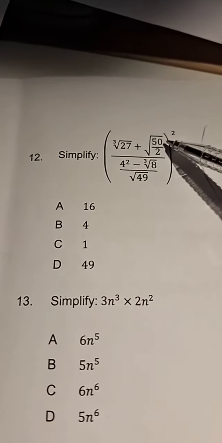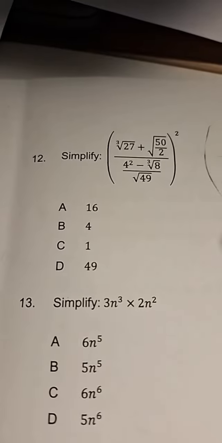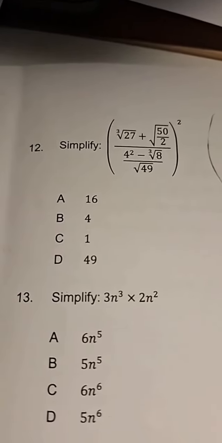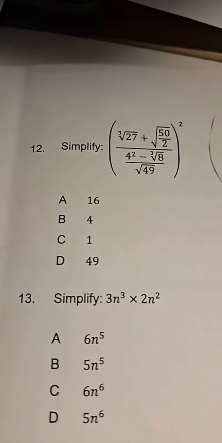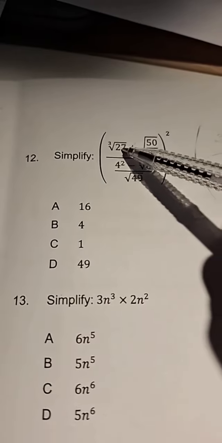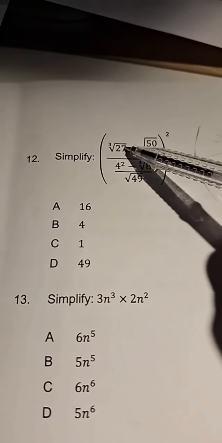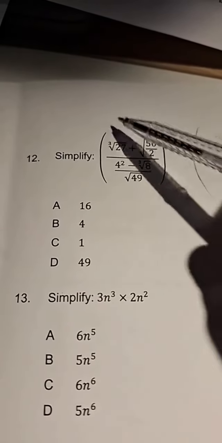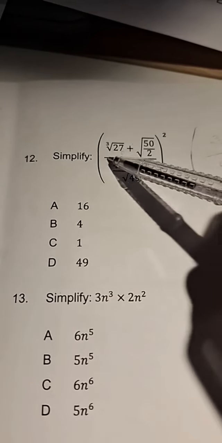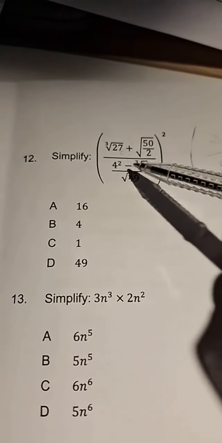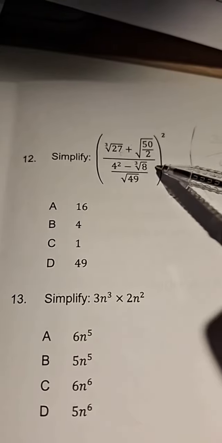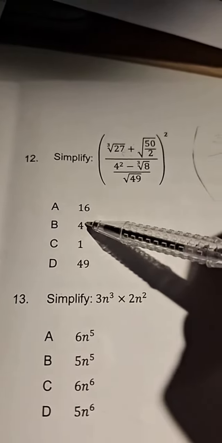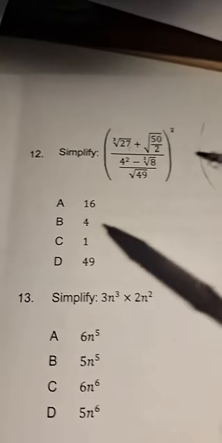But for now, even this question as a grade 8 learner, this would be applicable to you, even though this is a GEC question, because grade 8 and 9 are relatively the same. Okay, so grade 9, let's look at this question. The cube root of 27 plus the square root of 50 over 2, brackets to the power 2, over 4 squared minus cube root 8 over the square root of 49. Is it A 16, B 4, C 1, or D 49?